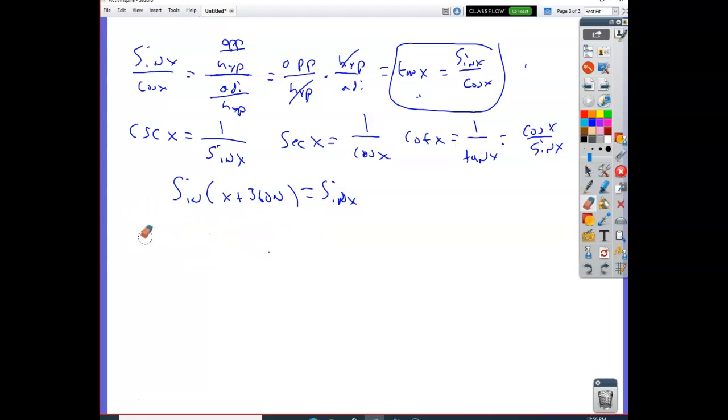Should we put degrees next to that on the sheet so we remember it's not radians? Yeah, sure if you like. Although there's a radian version of that, isn't there? Yeah, it would be 2 pi n. So if you want to put that next to it, that's fine too. All right, what about cosine? X plus 360n. It's just cosine x.